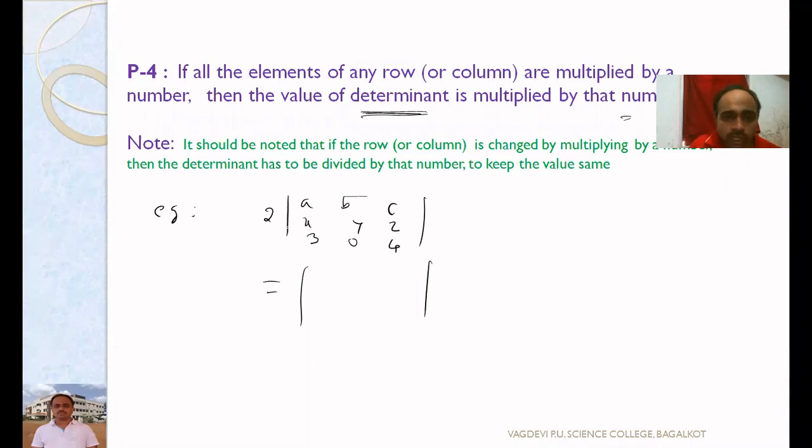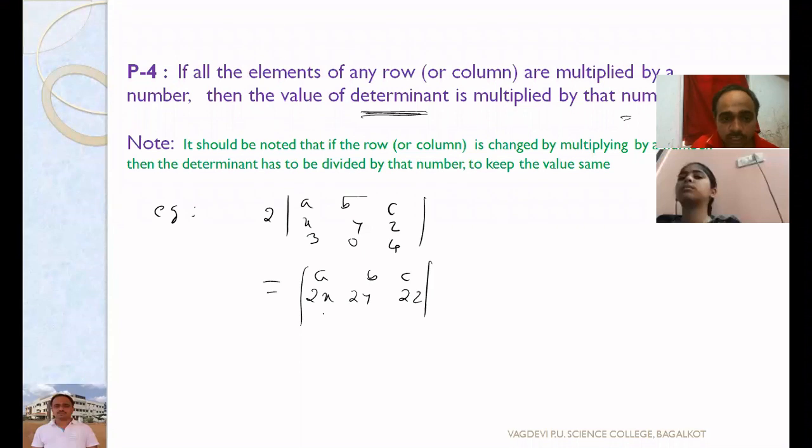So now I will multiply it to second row. So second row becomes 2x, 2y, 2z. But first row will not become 2a. It is as it is A, B, C. This is 3, 0, 4. It will not change. So this is the property number 4.